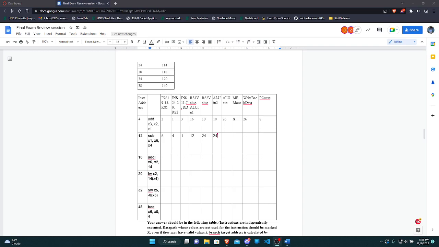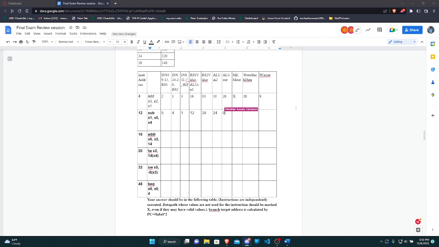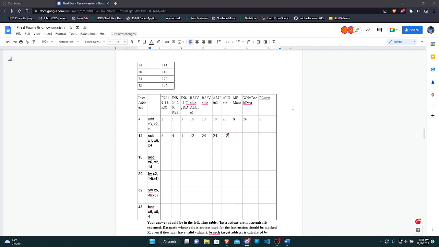a specific arithmetic operator. So that's like plus, minus, and then there's one more there, but in this case we're going to be doing subtraction. So in this case we're doing ALU in 1 minus ALU in 2, which gives you -12.